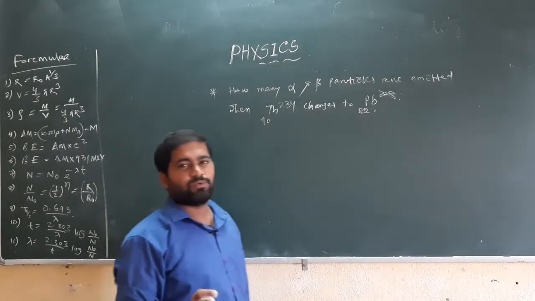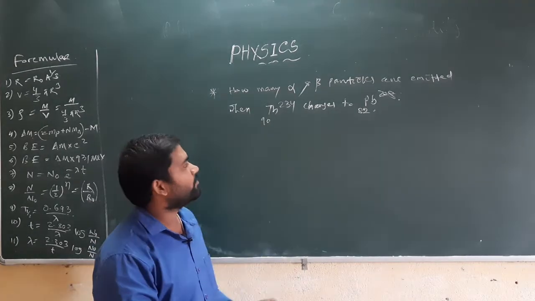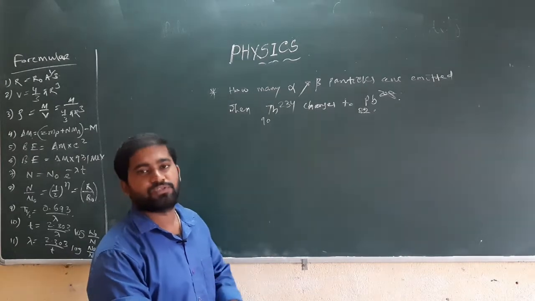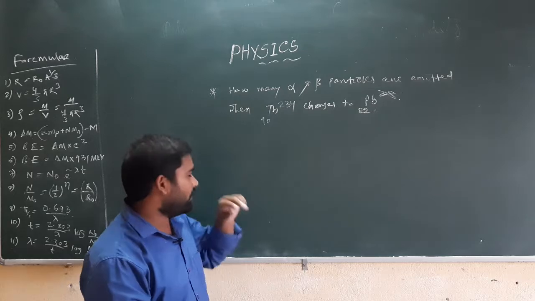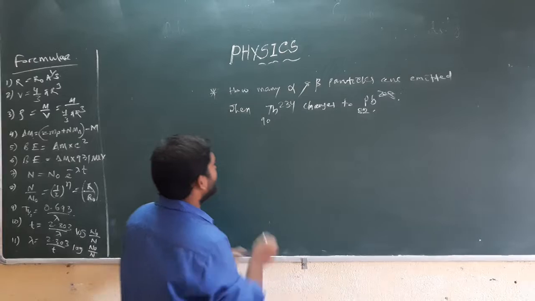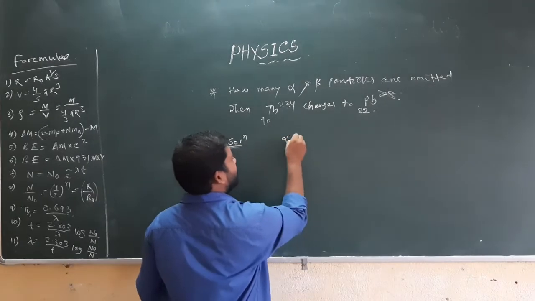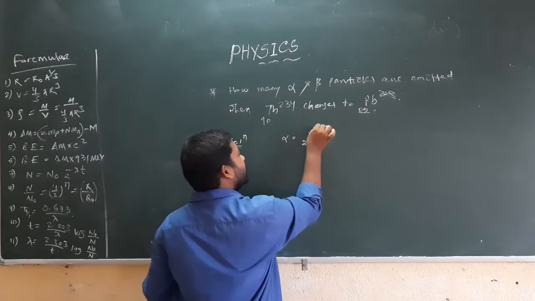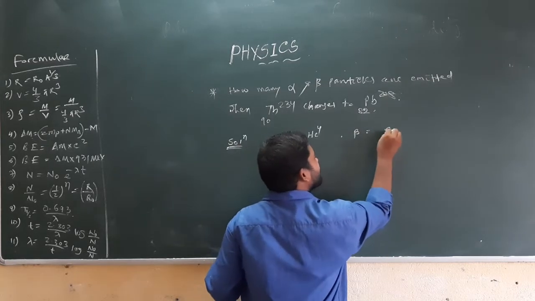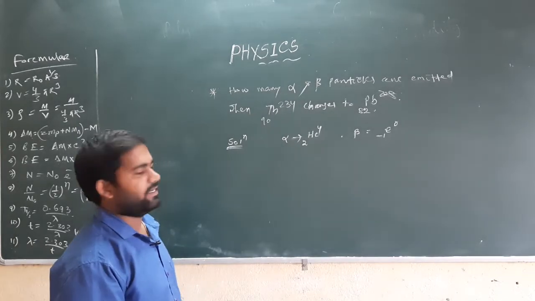This is also one type of problem to calculate the number of alpha and number of beta, and this type of problem maximally arises in your short questions like multiple choice questions. So how do we calculate the number of alpha and number of beta if thorium changes to lead? So comes the solution. First you have to know what an alpha is: alpha means He 4 2, a helium nucleus. And what is a beta? Beta is a fast moving electron containing only one negative charge.